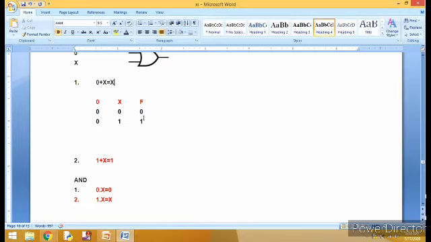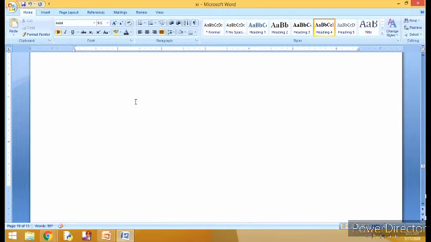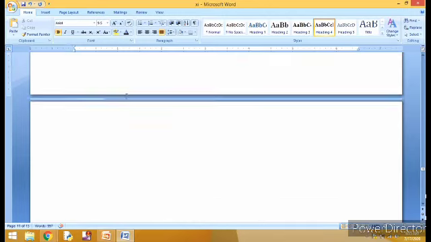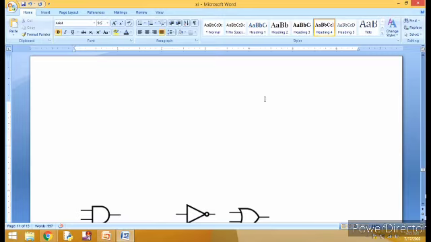Is there any word or term given if all the outputs are false? Fallacy. So Fallacy, very good. If all the outputs are true, it is known as tautology. So for a given expression, if all the possible outputs are 0, we call it a fallacy, and if they are all 1, we call it a tautology.